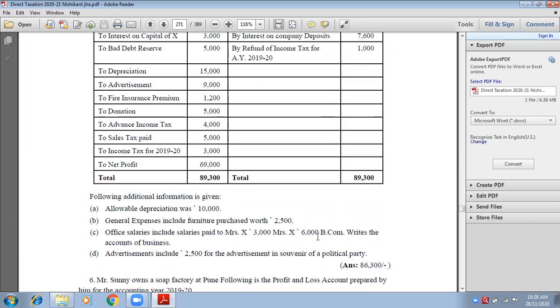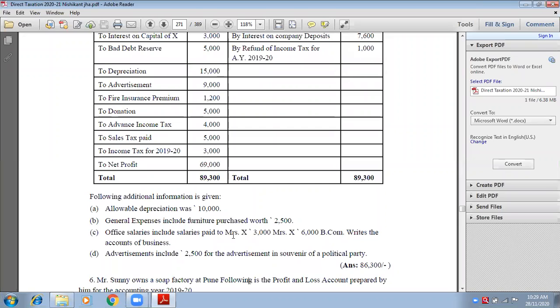Two amounts are given, 3 and 6. Office salaries include salary paid to Mrs. X. It should be only one amount, no? There are two amounts, 3 and 6. Wait, I will tell you. I have this question somewhere else also. So you need to wait for 2 minutes. It is 3,000. It is not 6,000.